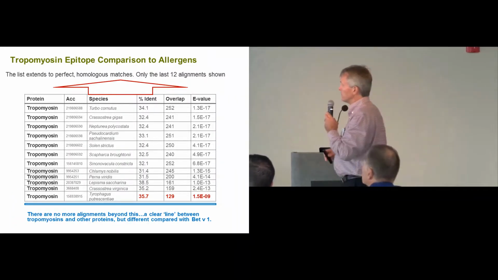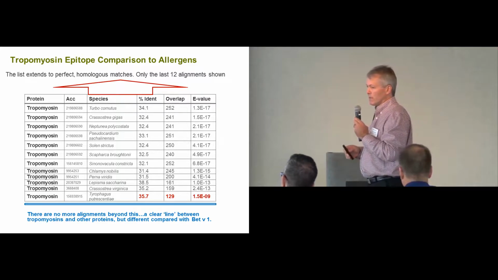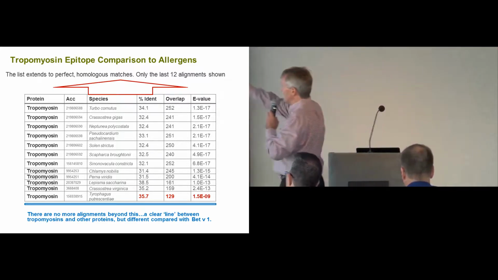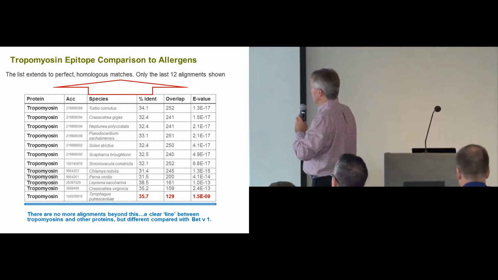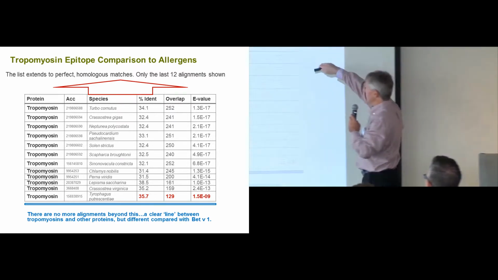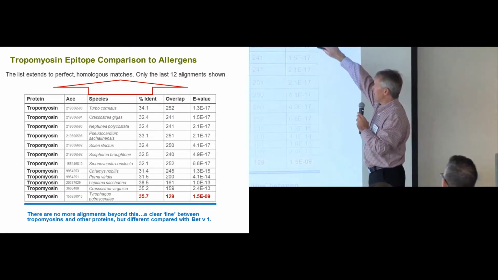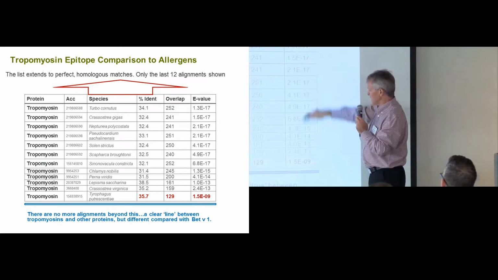Here's the tropomyosin example. Now there are lots of tropomyosin molecules in the allergen database, so I can't show them all on the screen here. And just as before, it's sorted from smallest value, but highest exponent down to lowest.